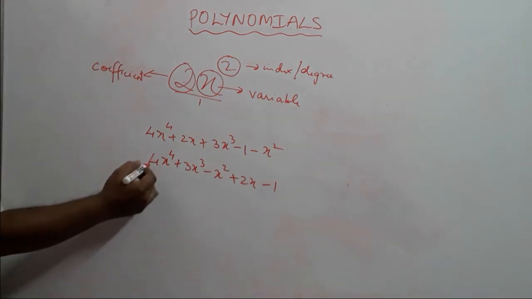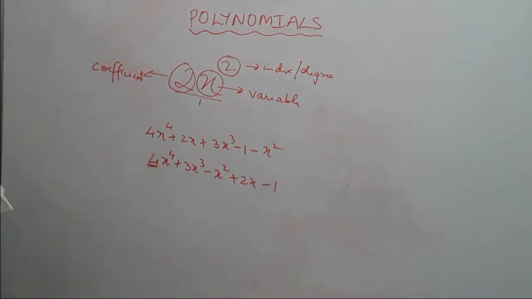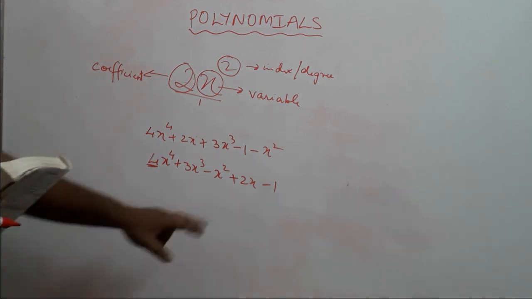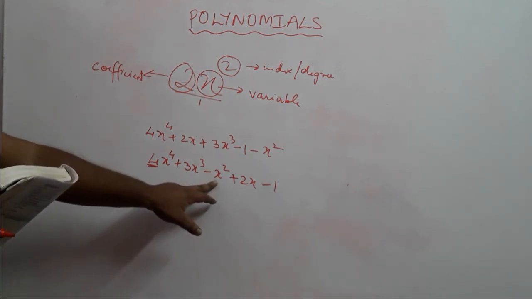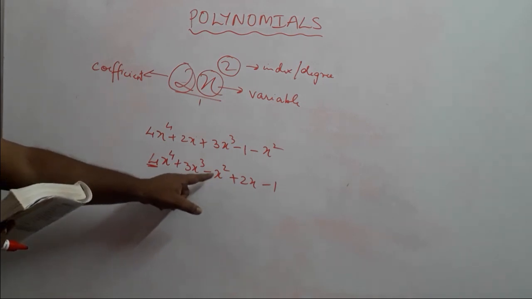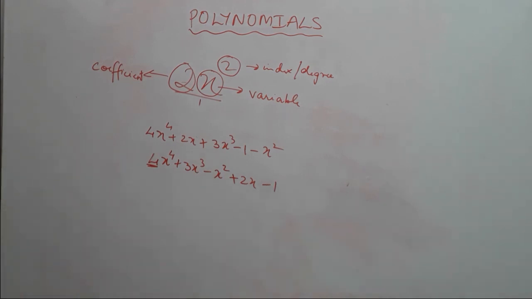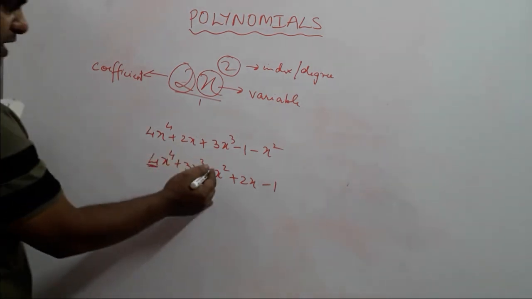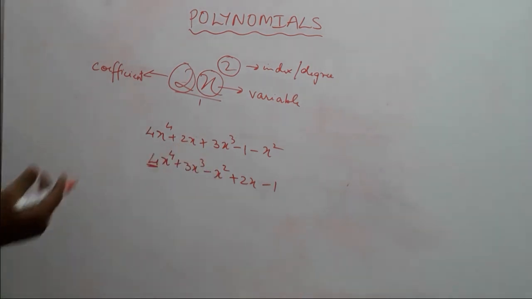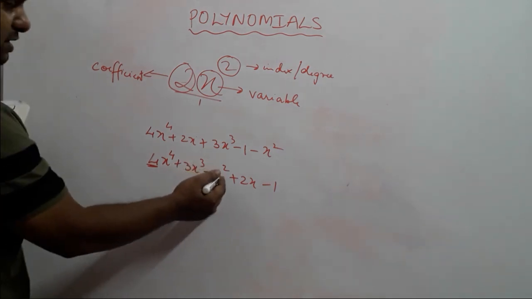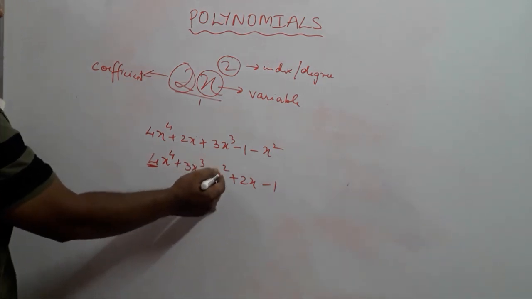So it doesn't depend on the coefficient. The coefficient may be big or small. If you have a look, the coefficient of x square here is just 1. 1 into x square gives you x square. So it is actually minus 1 that is the coefficient of that. But it doesn't matter whether it is 1, 2, anything. What matters is the degree.